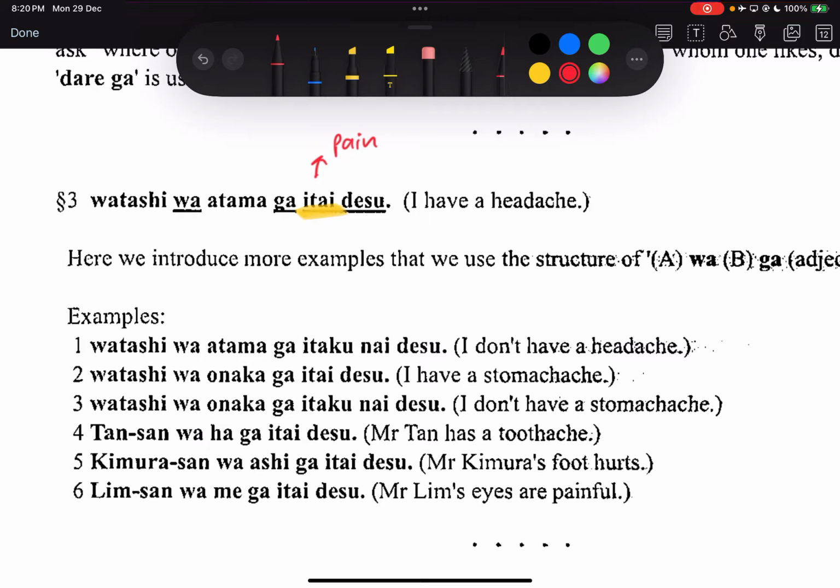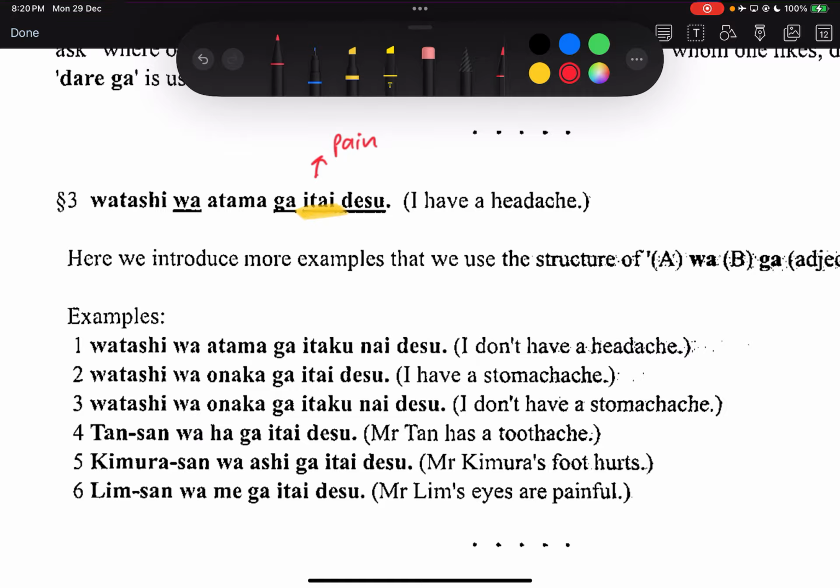Okay, example. Watashi wa atama ga itaku nai desu. Remember our e adjective, negative. Itai is an e adjective, so we just remove the last i. Itaku nai desu. That means head not pain, which means no headache. Number 2. Watashi wa onaka ga itai desu. Onaka ga itai desu means stomach is pain, so stomach pain. Onaka ga itaku nai desu means stomach not pain, no stomach ache.